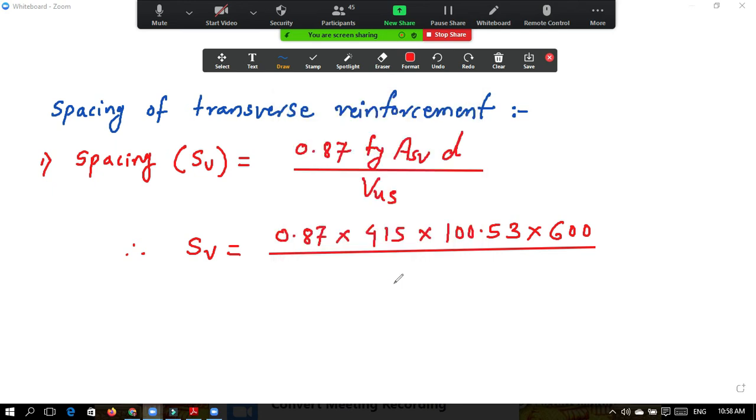83.52 into 10 raised to 3. It is in kilonewton, so convert it into Newton. Therefore, spacing S, which value did you get?